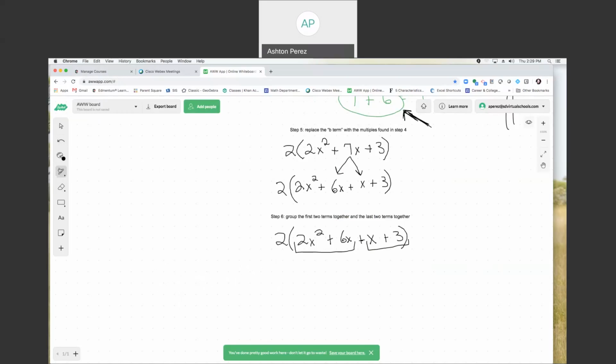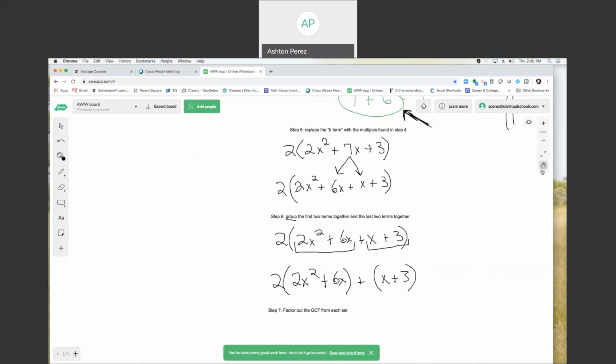Okay, so I'm grouping my first two terms with my last two terms. Let's go ahead and do that. I have 2x squared grouped together with the 6x, and I have my x plus 3 grouped together. Now, the word grouping just means put parentheses around. Okay, all right, so let's go ahead and move on to step 7.